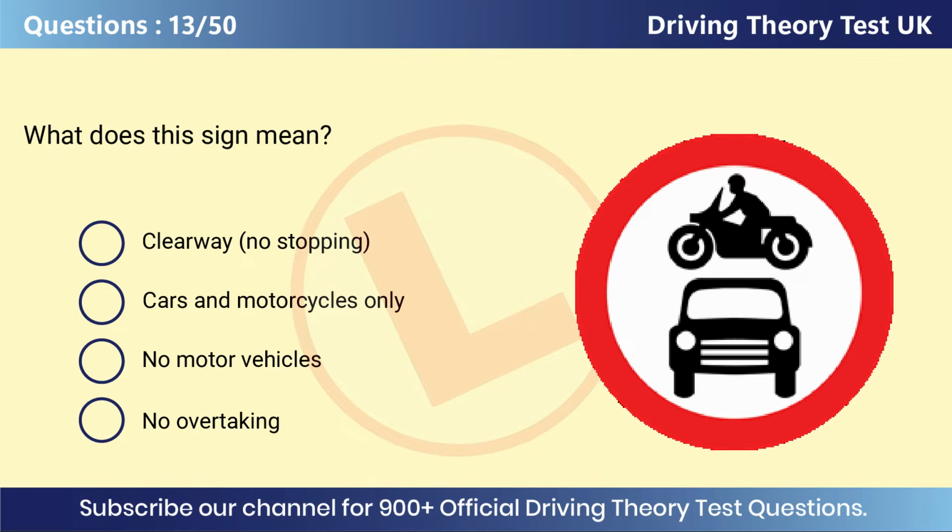Question 13. What does this sign mean? A. Clearway, no stopping. B. Cars and motorcycles only. C. No motor vehicles. D. No overtaking. The answer is C. No motor vehicles.